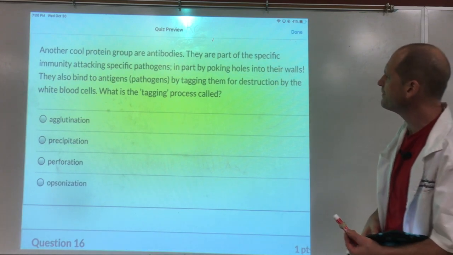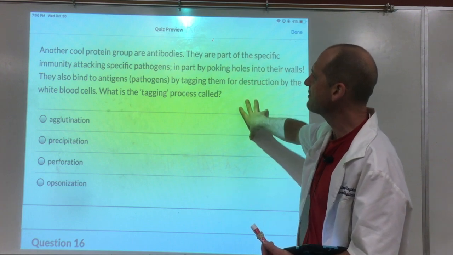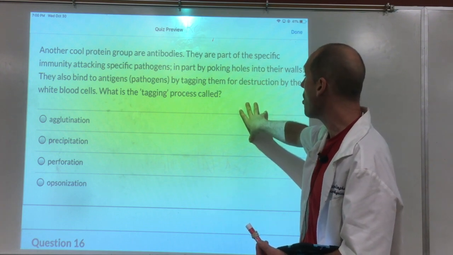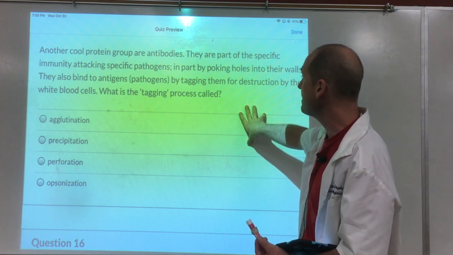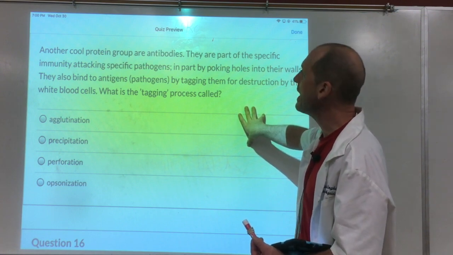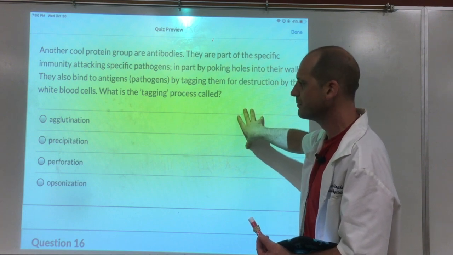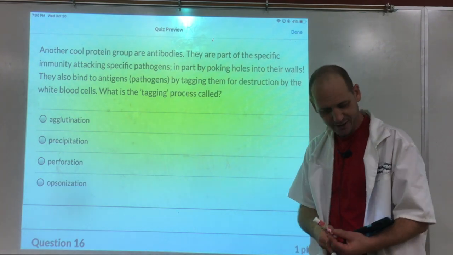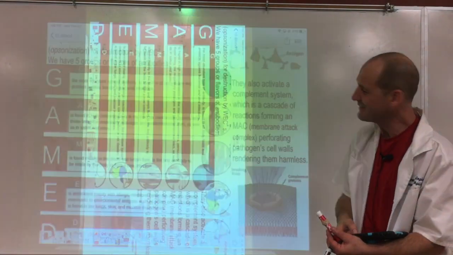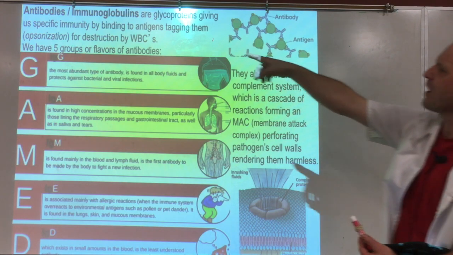That's the antibodies, part of specific immunity, attacking specific pathogens, in part by poking holes into their walls. They also bind to antigens and pathogens, tagging them for destruction by the white blood cells. What is the tagging process called? Opsonization. Isn't that nice, these words? Opsonization.